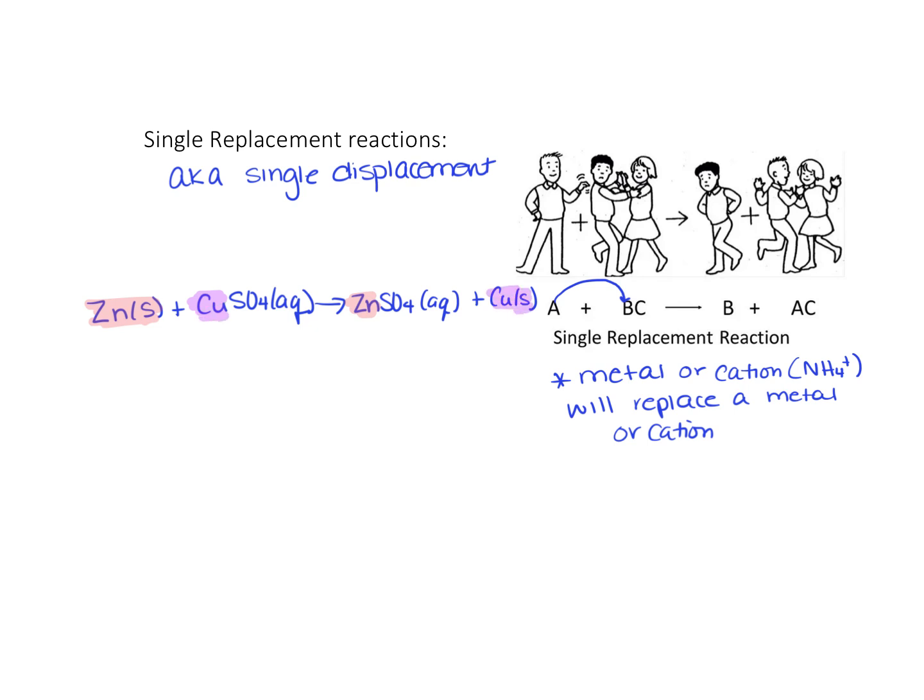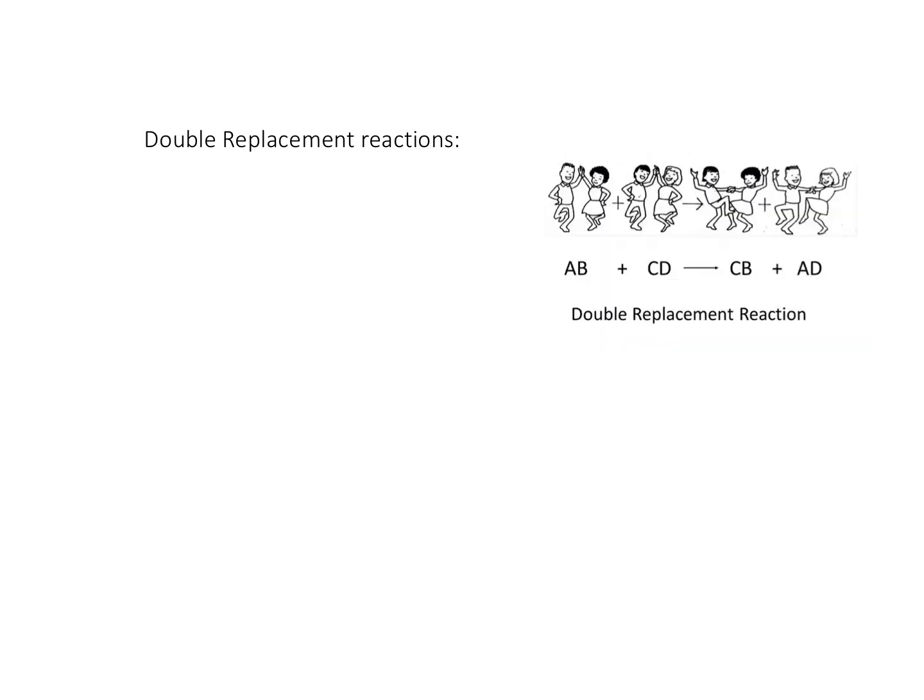Okay, you will sometimes see this with nonmetals, right? And so just like with metals, nonmetals or anions will replace the other nonmetal or anion. And so that's what we'll see during that replacement there. Now, our next reaction type is a double displacement reaction. It's also known as a double replacement reaction.